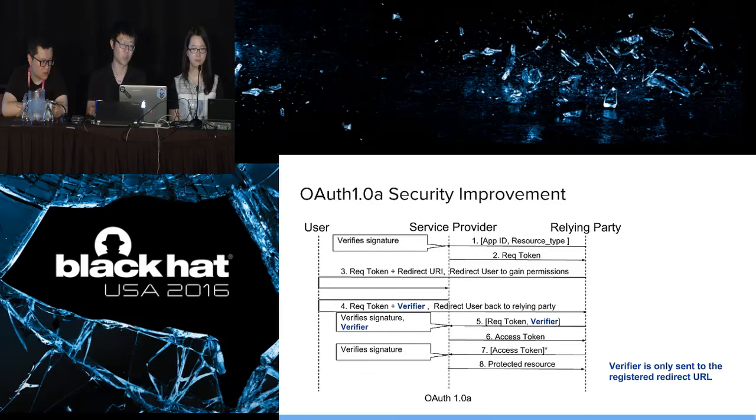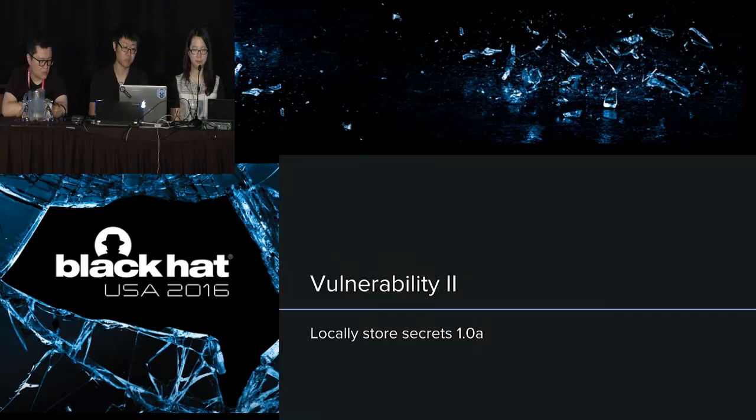After OAuth 1, the authors of OAuth 1 found some issues, and they made an improved version, called OAuth 1.0a. What is added there is a verifier. In step 4, not only the request token but also a verifier is redirected back to the relying party. The relying party needs to sign the verifier with the request token and send it back to the service provider. The service provider not only verifies the signature but also verifies that the verifier is the same one that was sent to the relying party. The verifier is only sent to the registered redirect URL. That's the security model here.